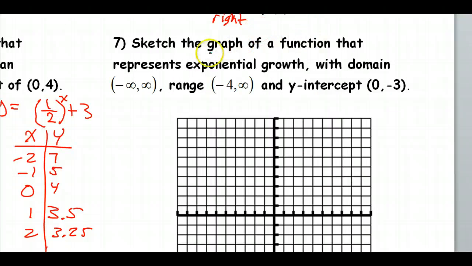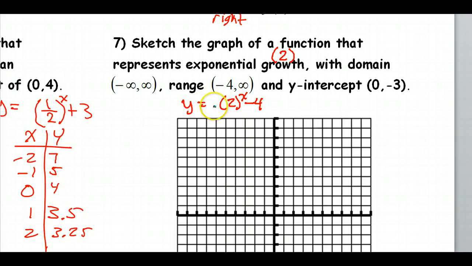We need a function that represents exponential growth. Okay, so I'm just going to use a base value of 2. Domain -infinity to +infinity, well, they all have that, so I don't have to worry about that. The range is from -4 to infinity. Okay, so starting with my base of 2, if I want that range to be -4 to infinity, that just means that my asymptote has to go to -4.